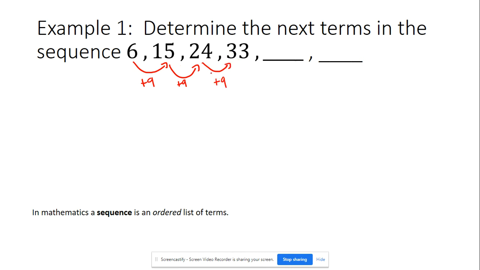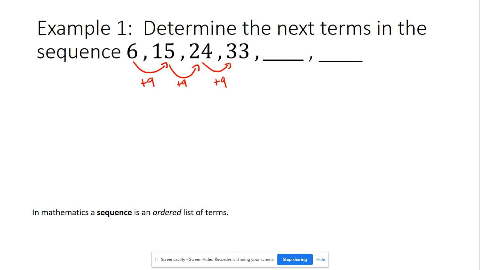Okay, you will have seen questions like this at numerous points. It's probably called patterns. So follow the pattern: what are the next 2 numbers in the pattern? All we're doing is, instead of saying the word pattern, we're saying the word sequence. In mathematics, a sequence is an ordered list of terms.